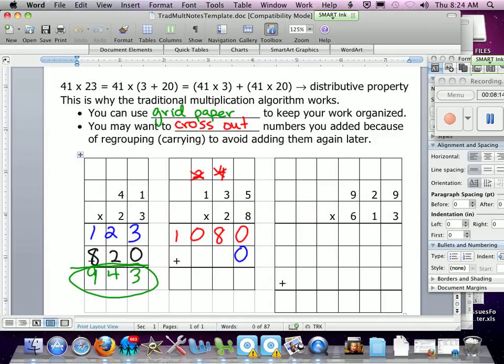Alright, so now we're ready to deal with 2 times 5. 2 times 5. 4.